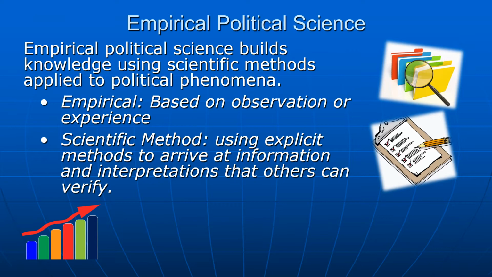By scientific methods, we're talking about a set of explicit methods that we can use and make clear to others to arrive at information, gathering rules, and then interpretations that others can verify. This is not the same thing as them verifying that we are morally correct or that the implications we draw are correct, but they can verify that we've gone through a specific set of clear processes to gather our data, to analyze our data, and to interpret our data to get to the conclusions that we draw. That's what we mean by the scientific method.